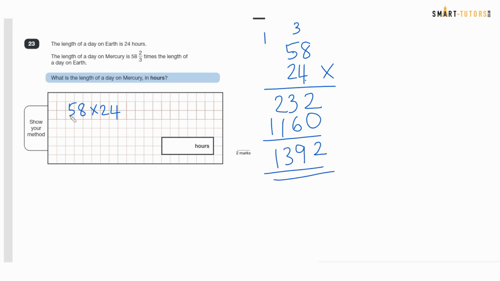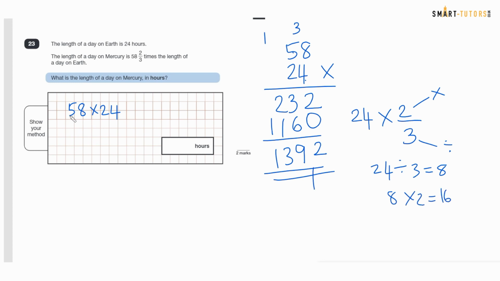And then also don't forget about the 2/3. It also asks for 2/3. So you just need to do 24 divided by 3, and then times by 2. And that should be 8 times 2, which equals 16. And then you need to do 1392 plus 16, which is 1408. Very good. That is a nice explanation from Adharan.